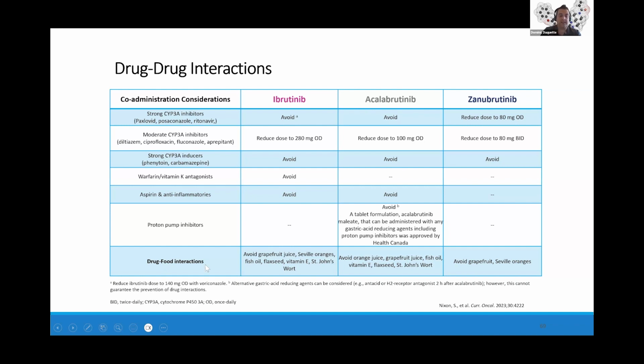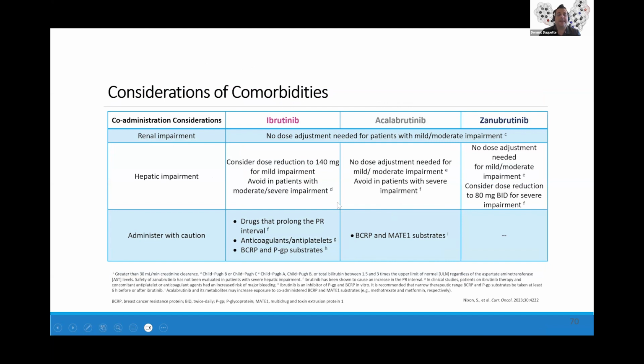Now, there are some things that you need to consider with the drug-food interactions because of the 3A4 pathway. And for one of the drugs, which is acalabrutinib, there is a problem with either PPIs or anything that reduces the acidity because of the formulation. Now there's a new formulation that's coming out, but it's not available right now. So if you're going to give a tablet, it's a problem with proton pump inhibitors. Now, renal impairment, there are no dosage adjustments.